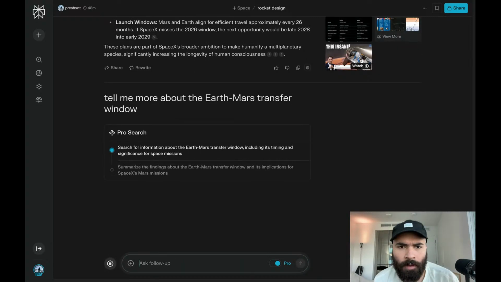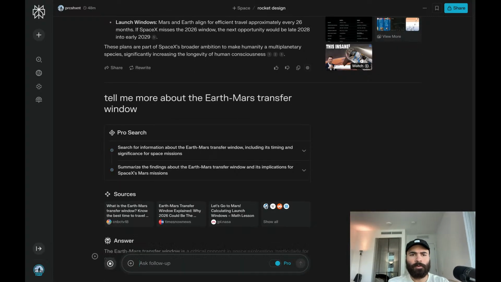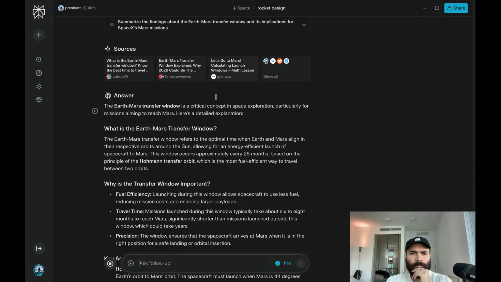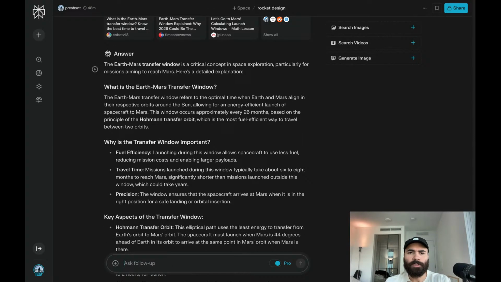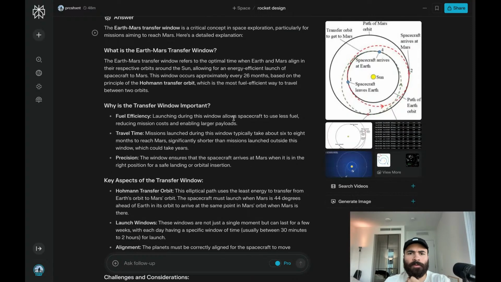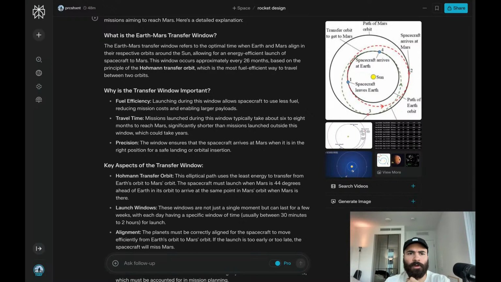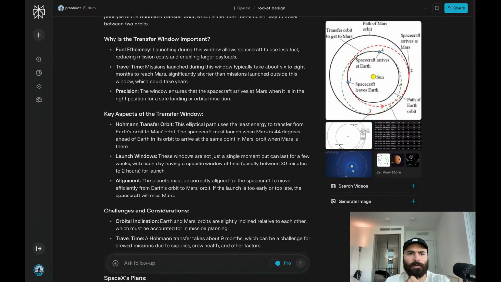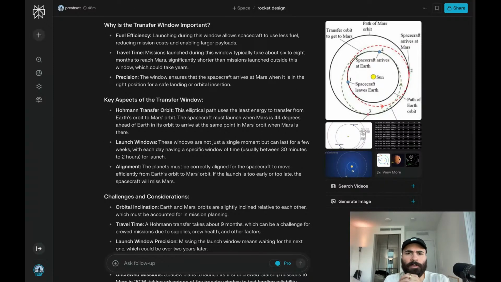Tell me more about the Earth Mars transfer window. Let's see. Critical concept in space exploration, particularly for missions aiming to reach Mars. Earth Mars transfer window refers to the optimal time when Earth and Mars align their respective orbits around the Sun, allowing for an energy efficient launch of spacecraft to Mars. Based on the principle of the Hohmann transfer orbit, which is the most fuel efficient way to travel between the two orbits. Launching during this window allows spacecraft to use less fuel, reducing mission costs and enabling larger payloads.